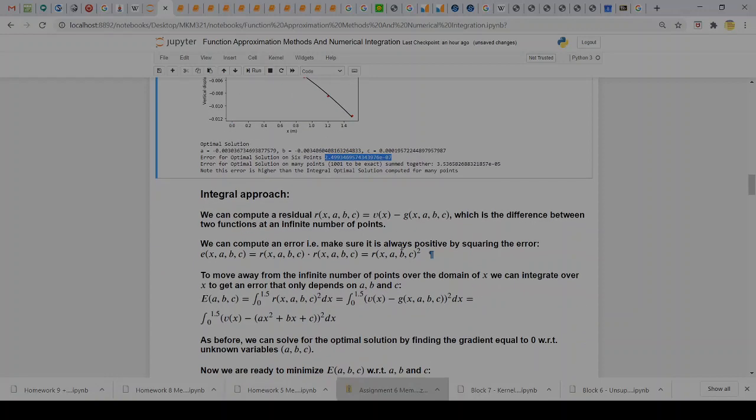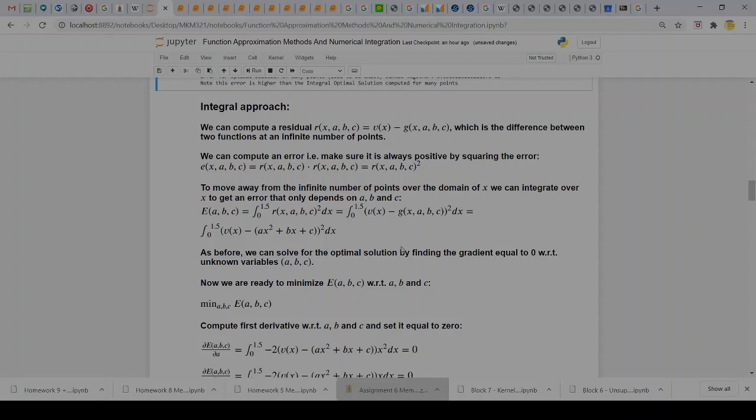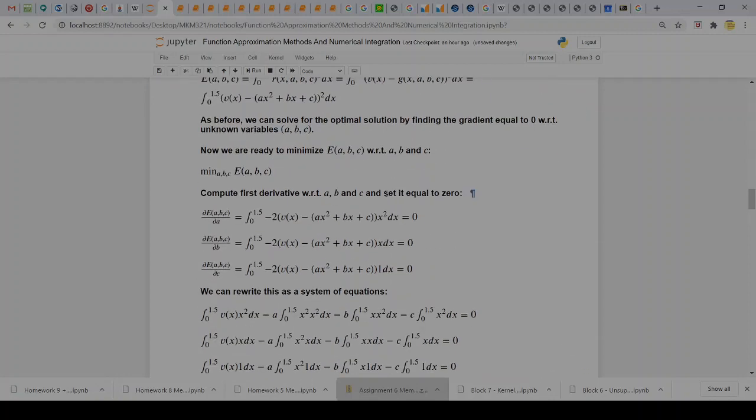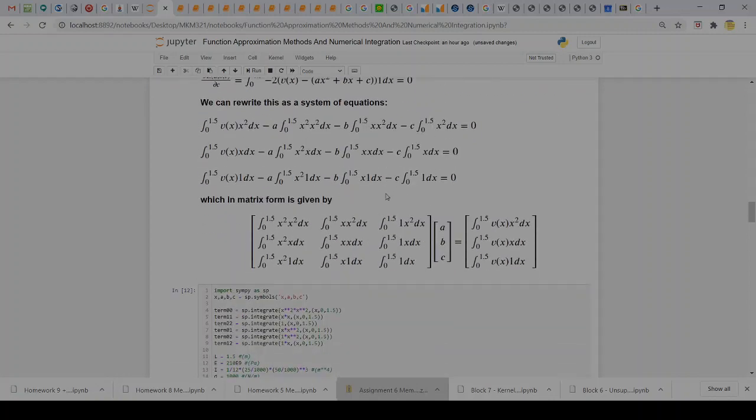Let's go and look at the integral approach. The integral approach is just derived here by hand, in the notebook for your benefit. But again, this is the system we're going to solve. When we look at the system carefully and critically, we see that the system is symmetric. So whether I have x squared times x or x times x squared, same thing, it's x to the power 3. So this is symmetric, this is symmetric.